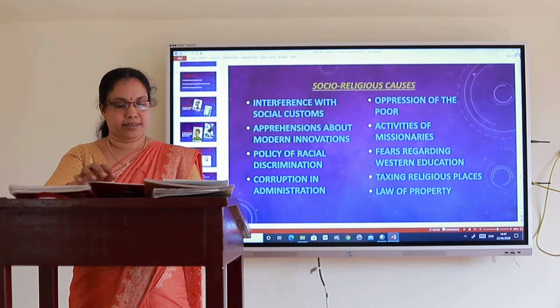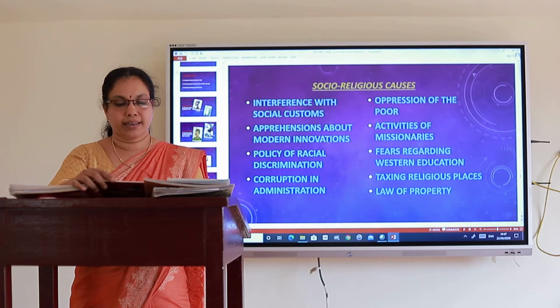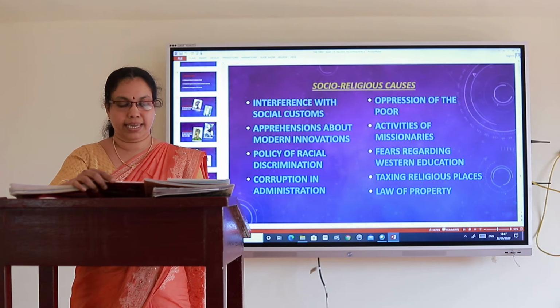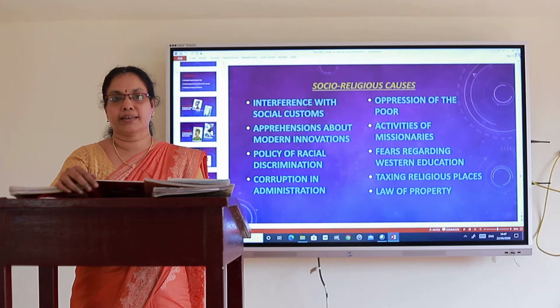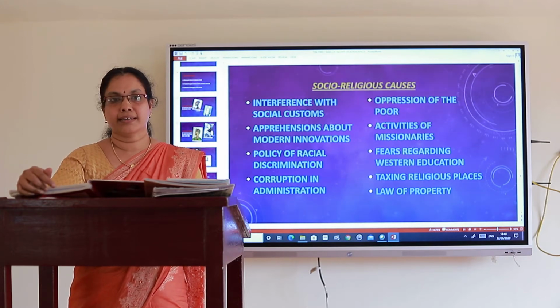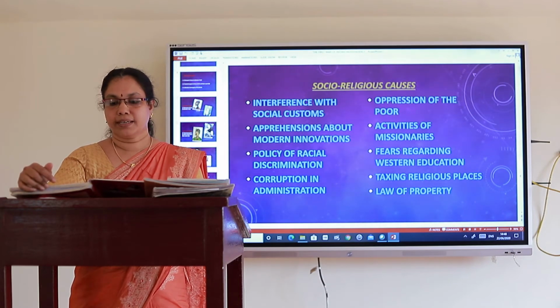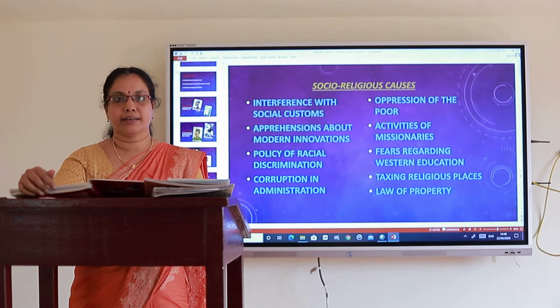They are interference with the social customs, apprehensions about modern innovations, policy of racial discrimination, corruption in administration, oppression of the poor, activities of missionaries, fears regarding Western education, taxing religious places, and law of property. These 9 points come under this topic, socio-religious causes.